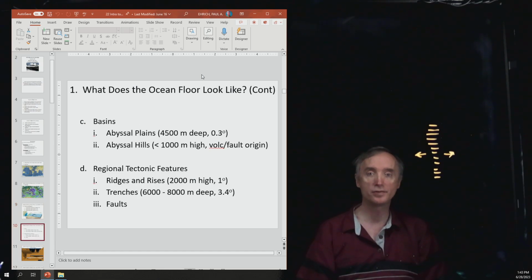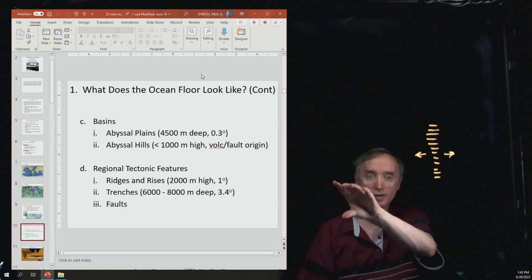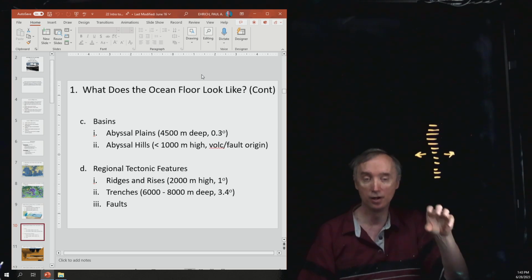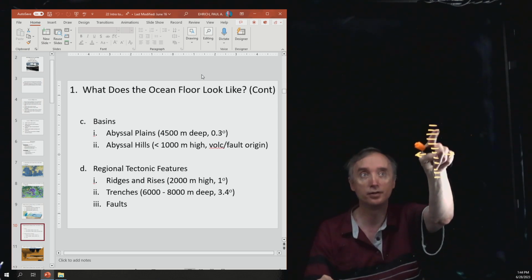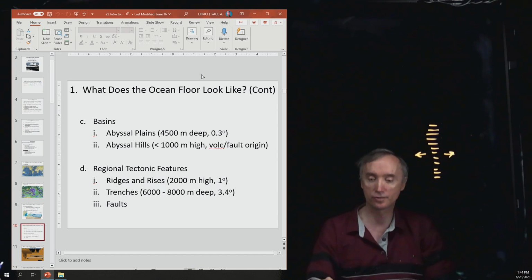Okay, you should know what the abyssal plains are. You should know what the abyssal hills are. You should know what mid-ocean ridges are. You should know what the rises are. Could you make a picture? So could you make a cross-sectional picture of a hypothetical ocean floor and then label all of these structures on it? Okay, then the trenches, and then the faults that go across those mid-ocean ridges. So those are the faults.